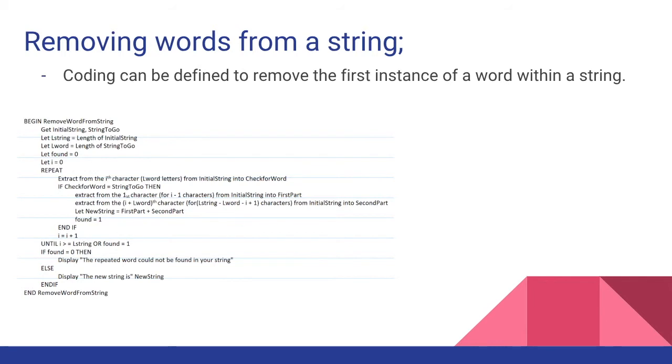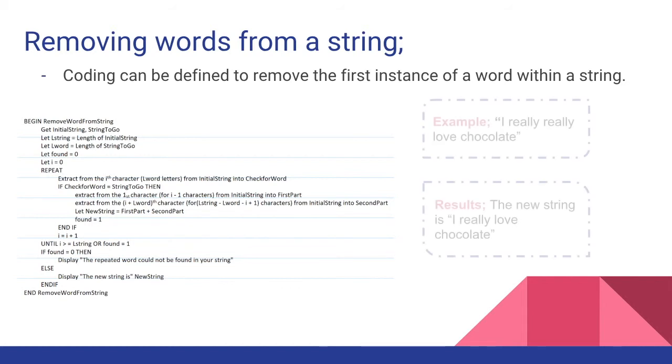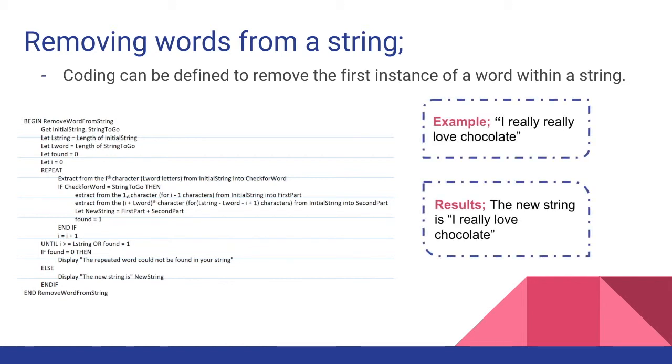Coding can also be defined to remove the first instance of a word from a string. In the first string, I really really love chocolate, really has been put in twice, and the first really is removed to change the string to I really love chocolate. What it is set to do is to access the amount of letters of the word that is being repeated. In the given example, really is 6 characters long, so it needs to access the first 6 characters.